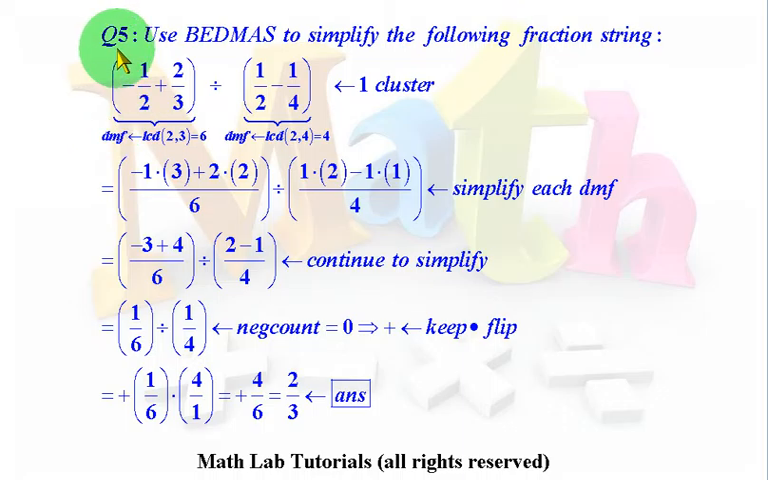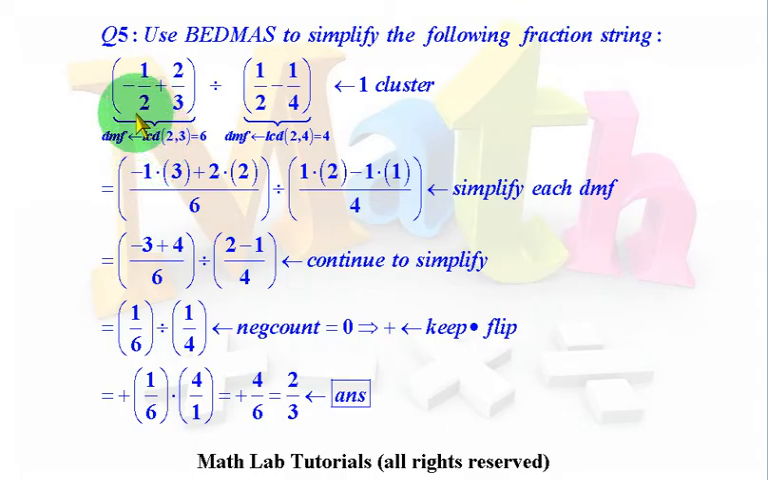Again, we're going to do more BEDMAS with fractions, but this time it will include division. If you look at this carefully over here, the division sign between these two brackets indicates that we have a single cluster. But we have a DMF over here and a DMF over here. Why? Because we have a fraction string here and a fraction string here. So we have to perform the operation inside the brackets first, and those are LCD operations inside the brackets.